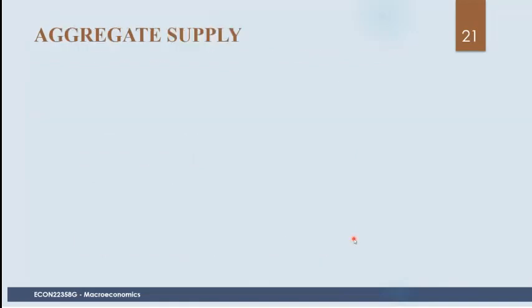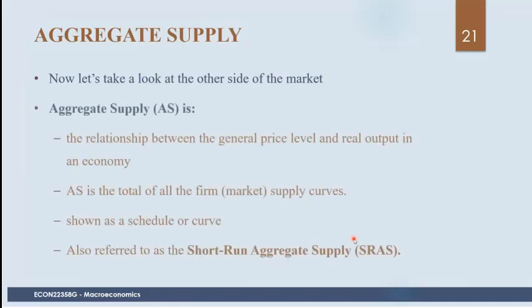Now, we're going to talk about the aggregate supply curve. So we're looking at the other side of the market. The aggregate supply curve is the relationship between the general price level and real output in an economy. Okay, and so that's the space that we're working in. And so what's this relationship? Is it positive or negative?